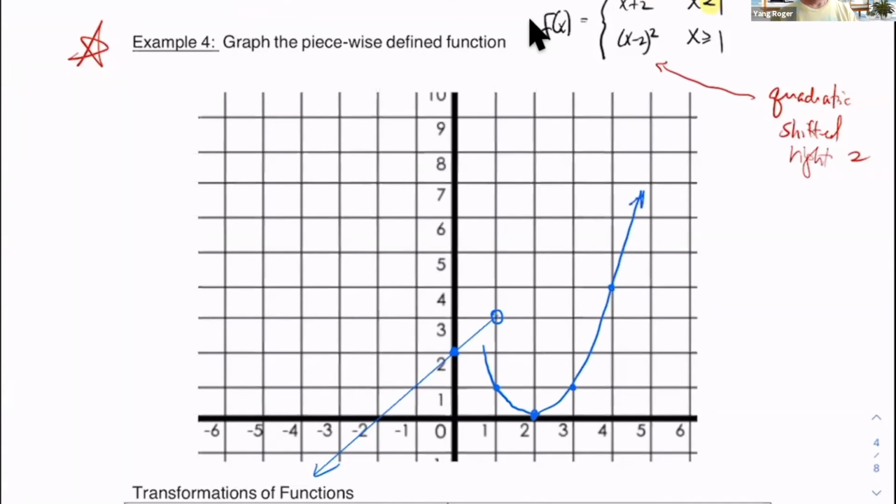Okay. But again, we want to erase all the parts that are outside of that particular domain. So in this case, the domain for this piece is x values that are greater than or equal to 1. So for sure, we want to keep the part where it's equal to 1. So we're going to keep that closed circle there. But then we're going to erase this part right here. So this is the graph of our piecewise defined function. Does that make sense to everybody?